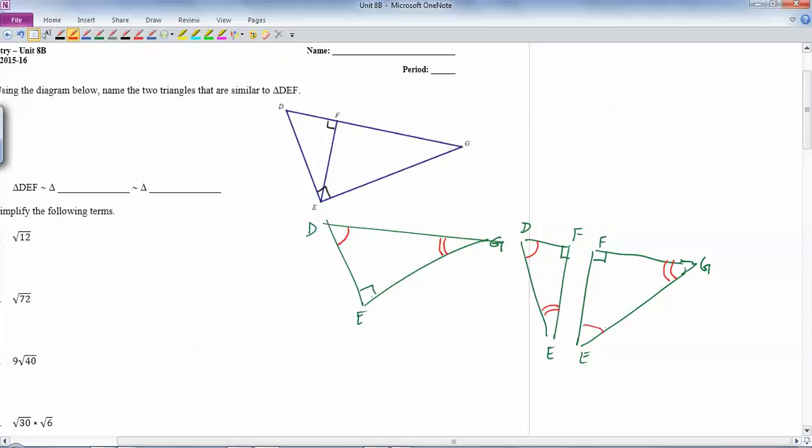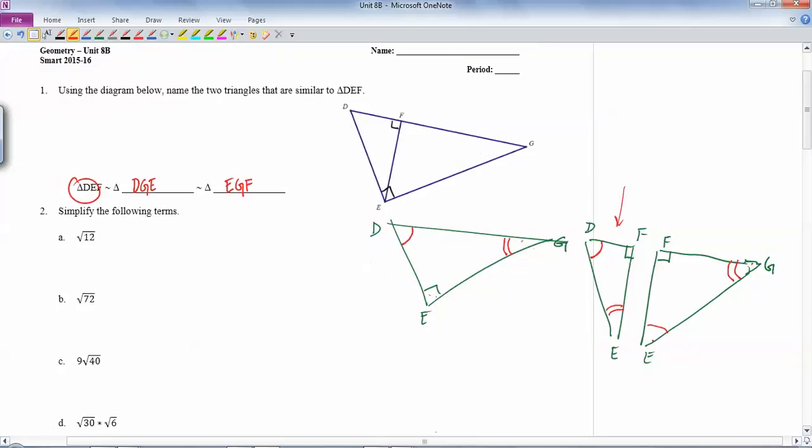So when I labeled one of the triangles DEF, that's this triangle, and it goes D to E to F. That's one curve, two curve, right angle. So if I do that with the other ones, that'd be DGE, one curve, two curve, right angle. And let's see, one curve, two curve, right angle, EGF. Right there. Okay, so that's number one.